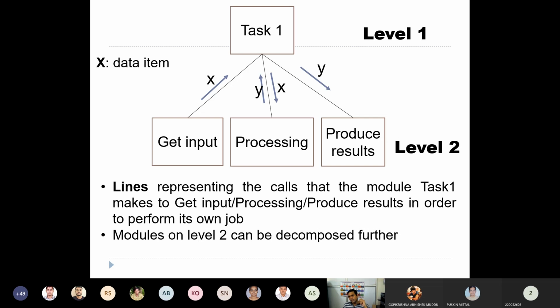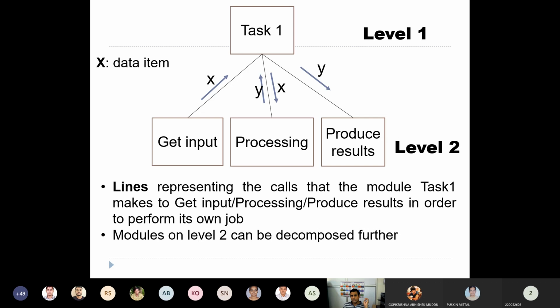Now here you have level 1. In level 1 you have one module, and in level 2 you have 3 different modules. One module here is get input, another module is processing, and the other one is produce result. That means it is going to display the result. And this particular module is calling all these modules so as to accomplish a particular task.